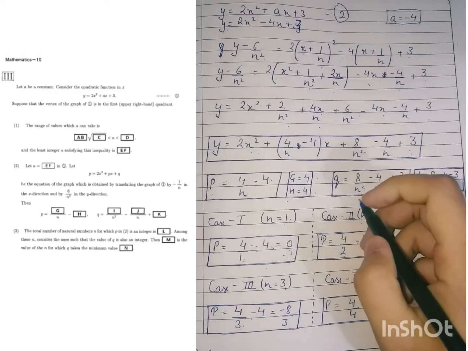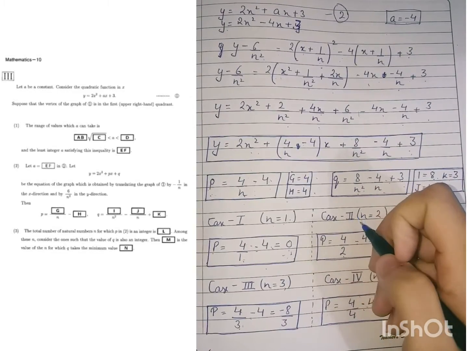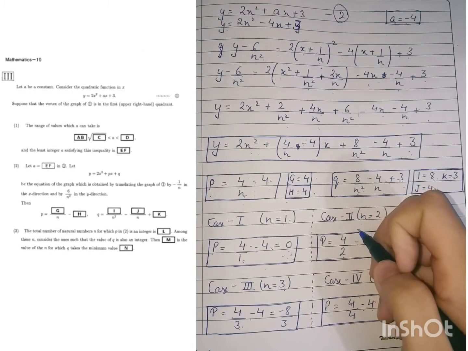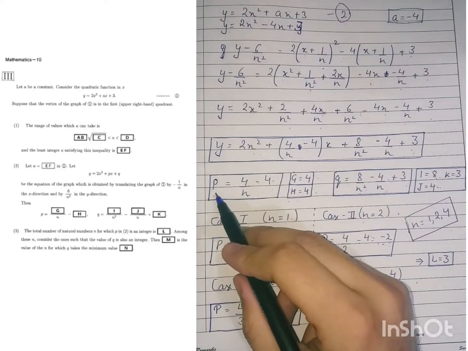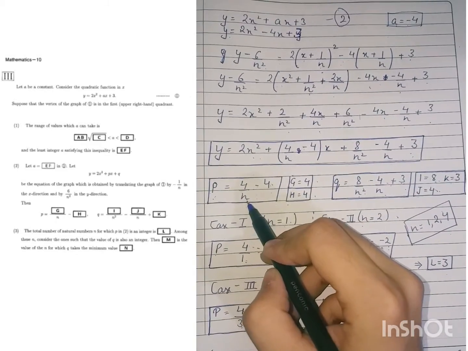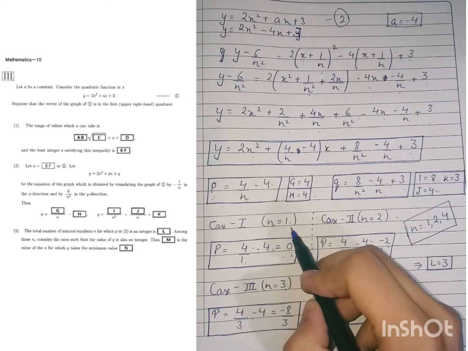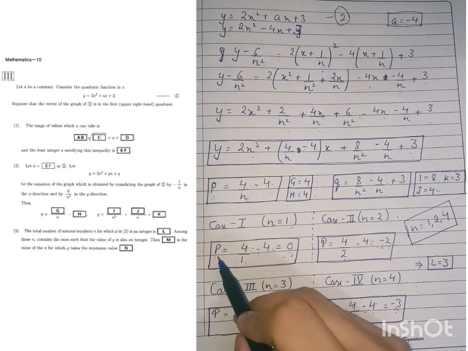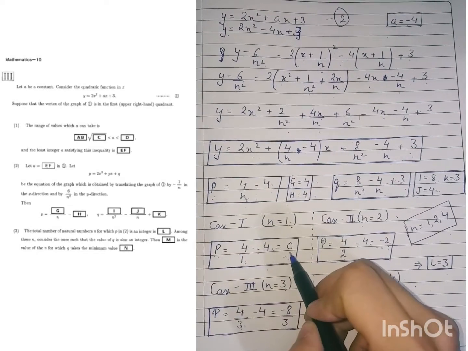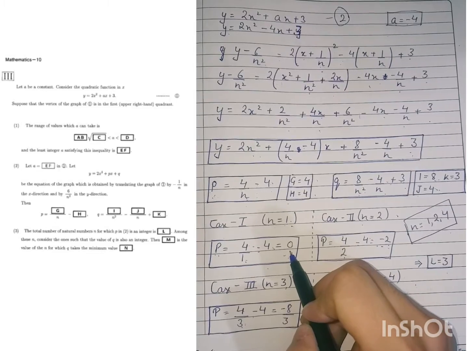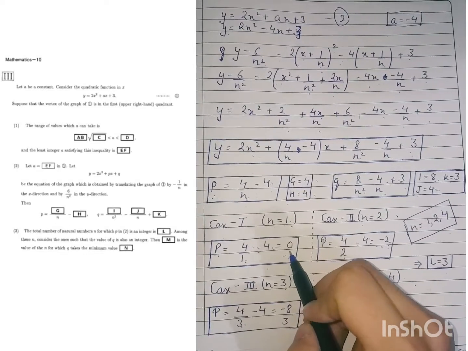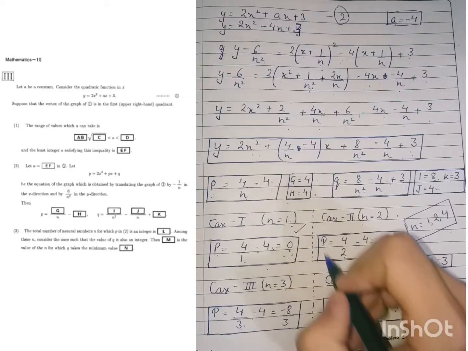Now we'll read the question further. The total number of natural number n for which p in the equation 2 is an integer. So for finding p an integer, we'll put the different values of n. So first we put n as 1. By putting n as 1 we got the value of p is 0, which is an integer, yes. So it is a true case.